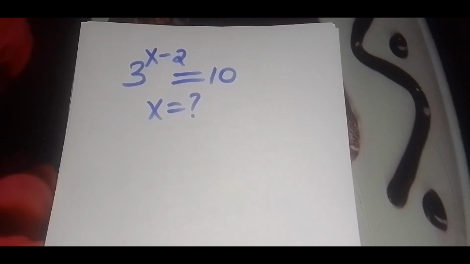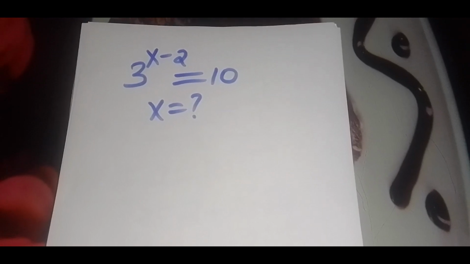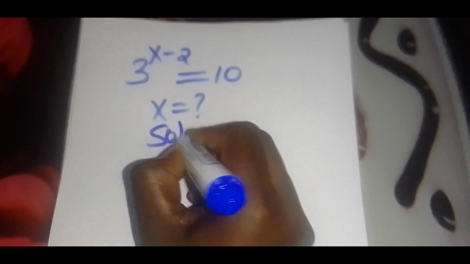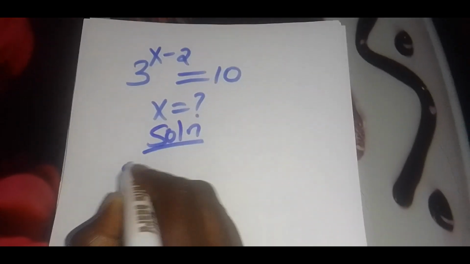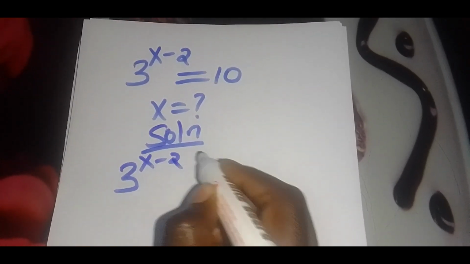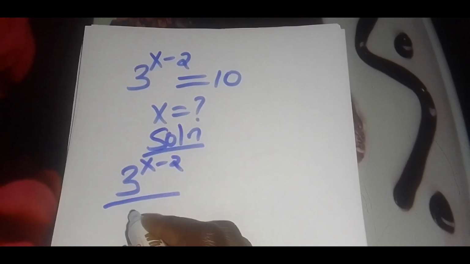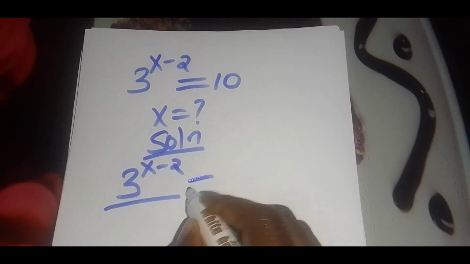Welcome. We solve for the value of x given this exponential equation. We have 3 raised to power x minus 2 is equal to 10. So, solution: 3 raised to power x minus 2, this is equal to 10.